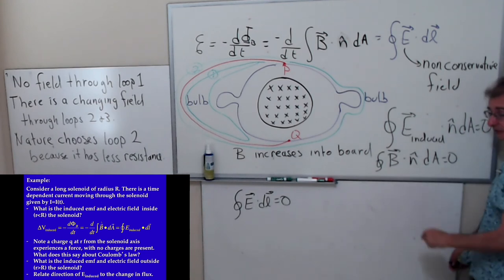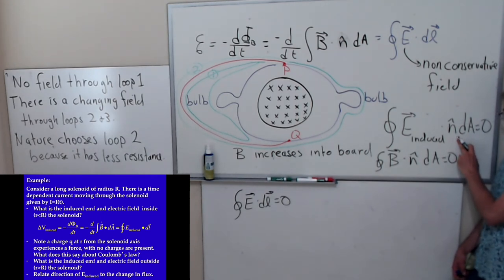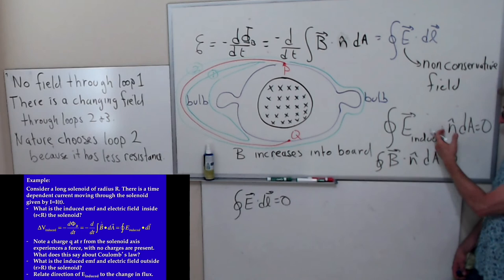All right, Gauss's law for magnetic fields. This is always zero. This has to be true. So don't expect an electric field in the radial direction, because otherwise this integral won't be zero. That means there's a charge there.